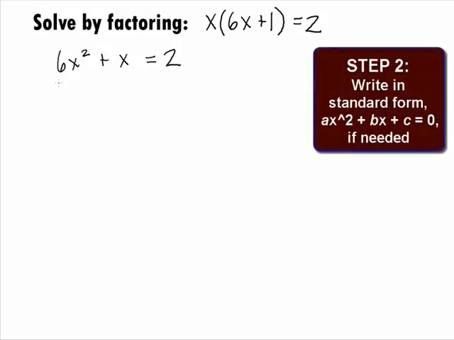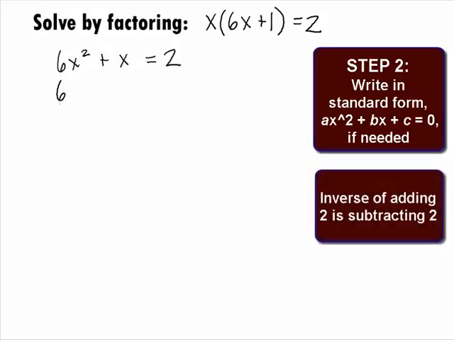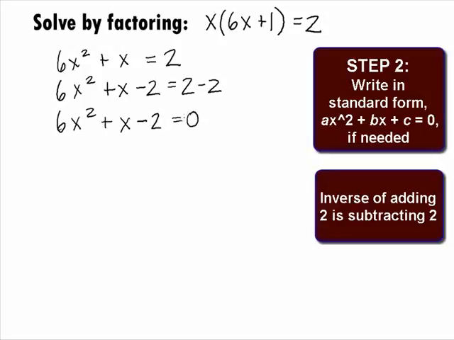In step 2, we want to write this quadratic in standard form if needed. Standard form for a quadratic equation is ax squared plus bx plus c equals 0. It looks like we need to move that 2 over to the left side. We can do that by doing the inverse operation of subtracting 2 from both sides. When we do that, we have 6x squared plus x minus 2 equals 2 minus 2. This will simplify to be 6x squared plus x minus 2 equals 0.